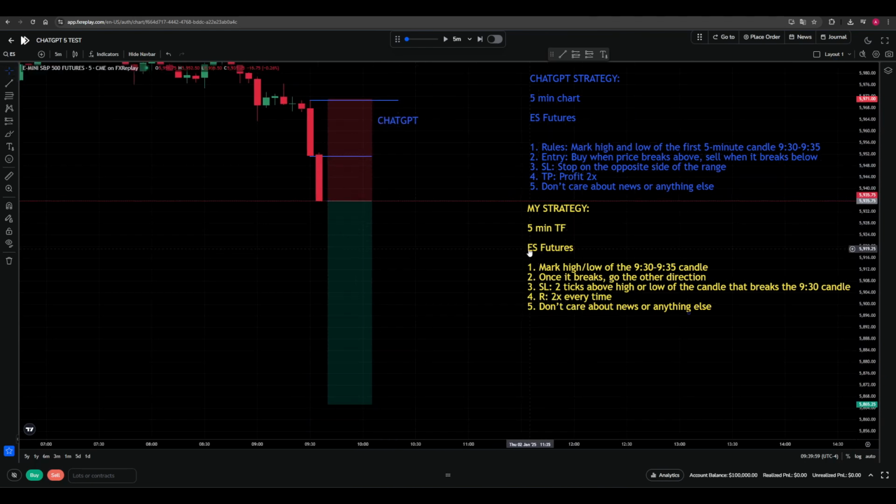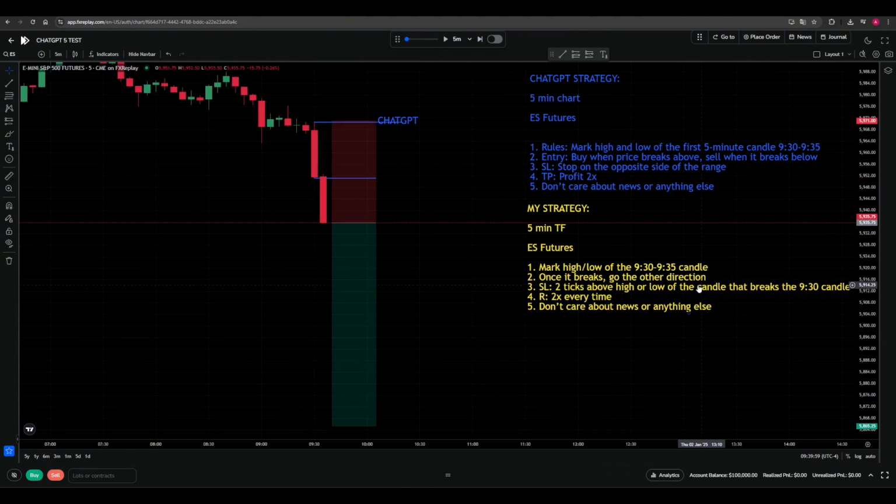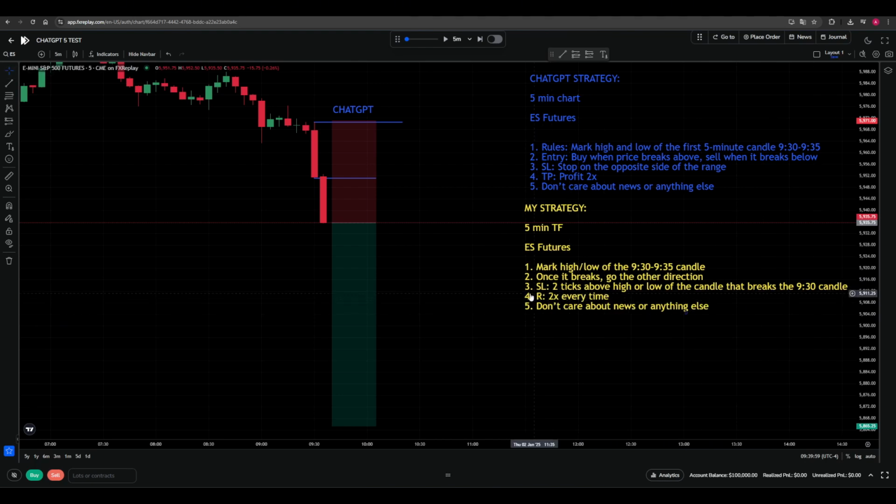You use the 5-minute time frame, ES futures, mark the high and the low, as we did here. Once it breaks, go the other direction. While ChatGPT is shorting, I will be longing this. SL 2 ticks above the high or low of the candle that breaks the 9:30 candle, and 2x TP every time, so the same as ChatGPT, and no news or anything else.